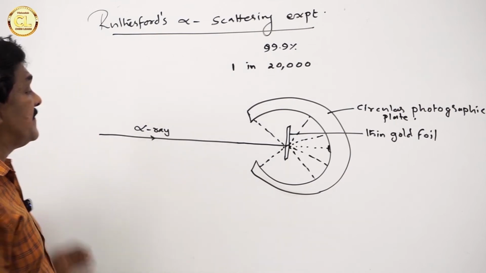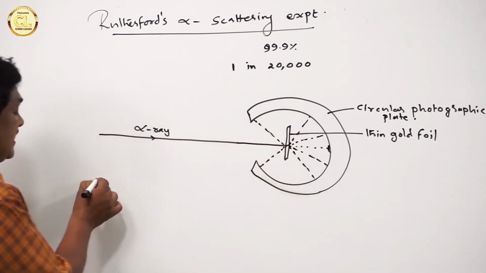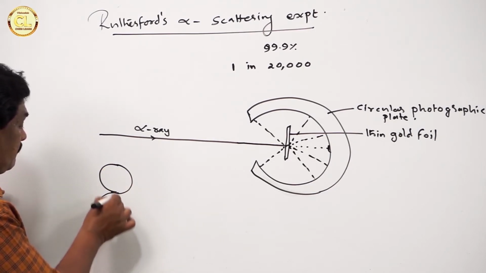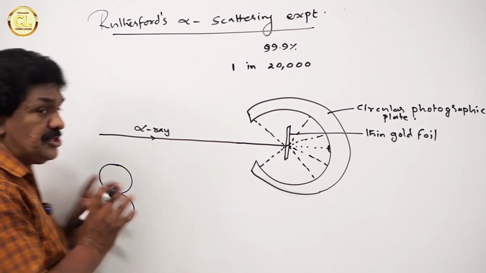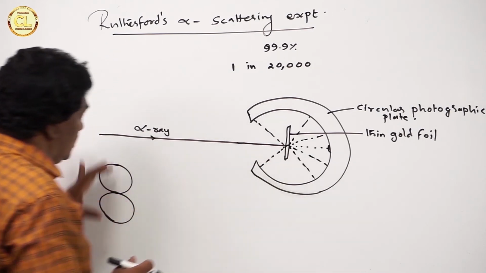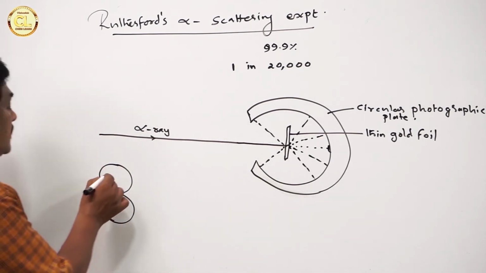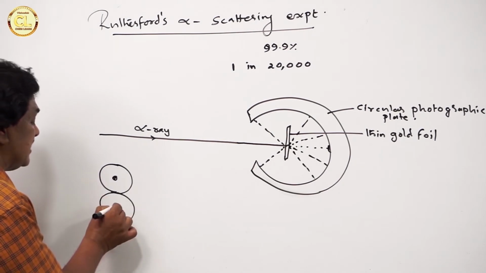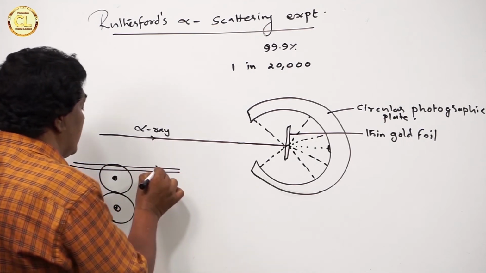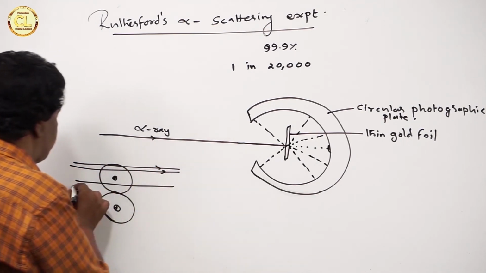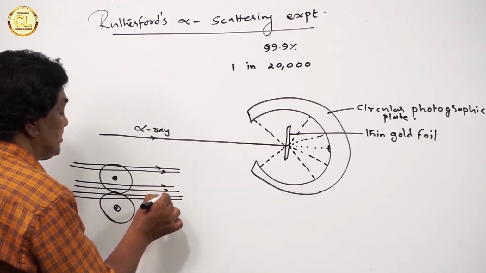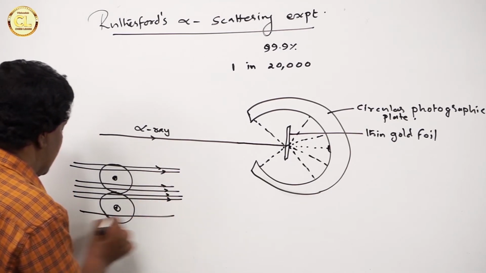Rutherford suggested that gold foil may contain atoms like this. I'm going to give you a close-up of the arrangement of atoms in the gold foil. We view only 2 atoms. It may contain a positively charged center like this. A large number of alpha rays are passing through the foil without any deviation because there is a large empty space in the atom.